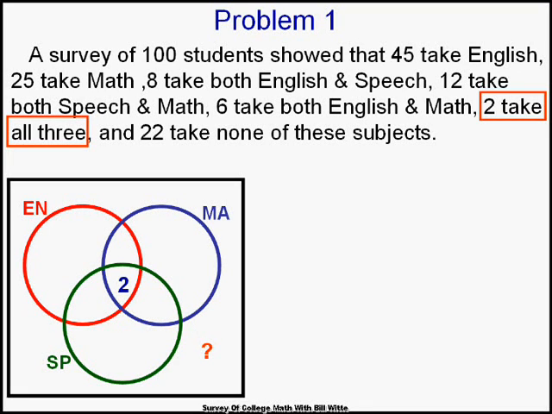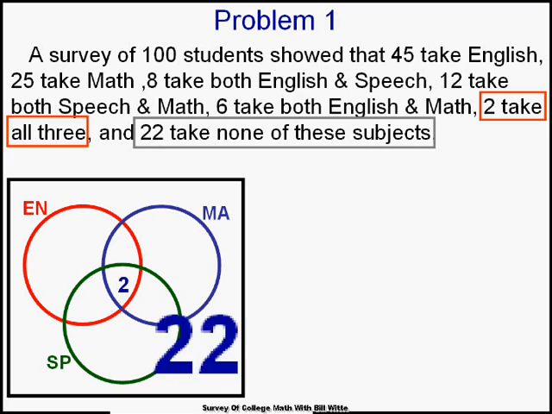Well, what I know, and I leave these things kind of boxed so that I know that I've done them already. You want to get all these numbers you can get in there that they give you, because you're going to need them all. 22 take none of the subjects, so I can put a 22 outside kind of all the sets. Okay? Well, let's see.